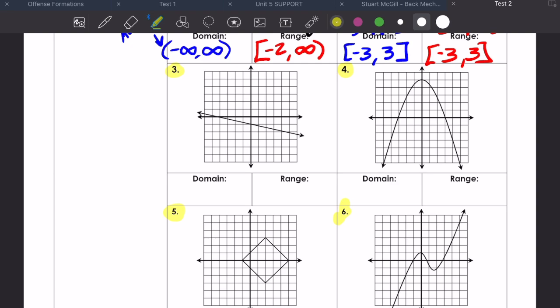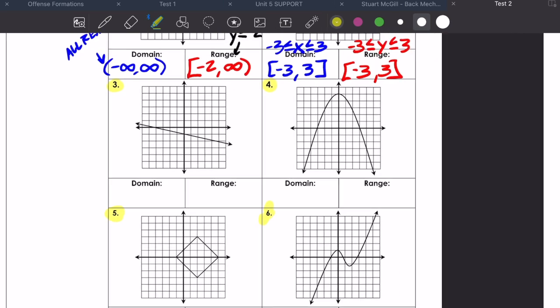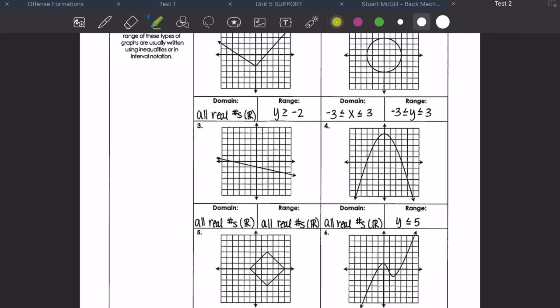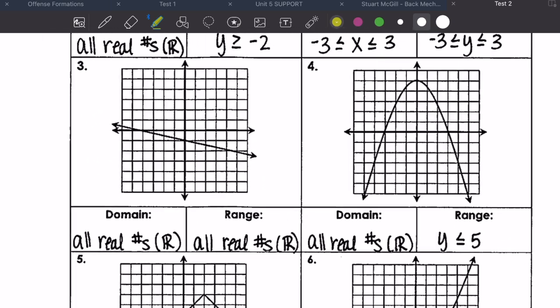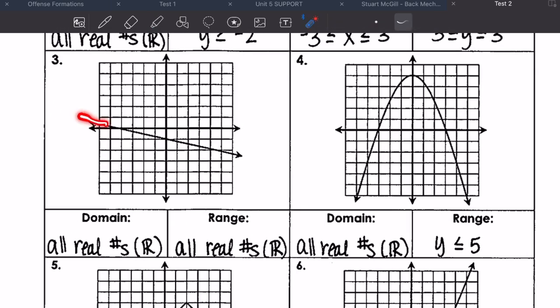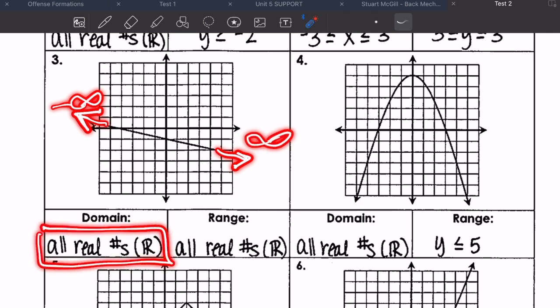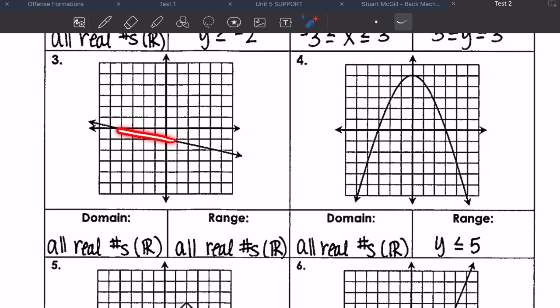All right, hopefully you took some time to pause that and check it. And now I'm going to flip over and show you the answers to those. Again, on number 3, left to right, this arrow is telling me it goes all the way to the left. This arrow is telling me it goes all the way to the right. That means it goes from -infinity to infinity, and I told you you could write that as all real numbers. Up and down, this arrow is telling me that it also is going up all the way. This arrow is telling me it's going down all the way to -infinity, up to +infinity. That, again, is all real numbers for the range.